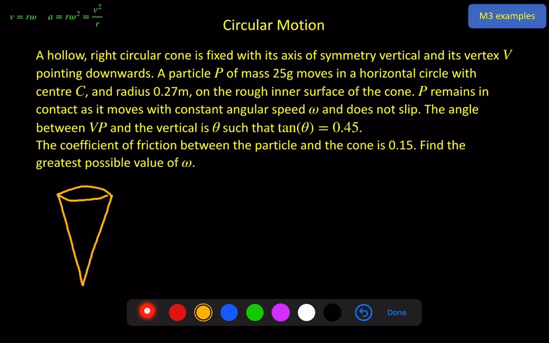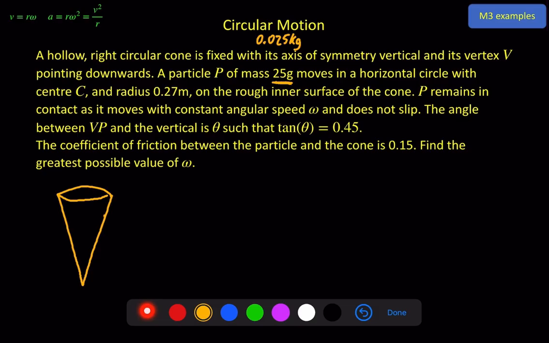A particle P of mass 25 grams. Now I don't like that because that looks like 25 g to me, but it's not. 25 grams, 0.025 kilograms, moves in a horizontal circle with center C and radius 0.27 meters.